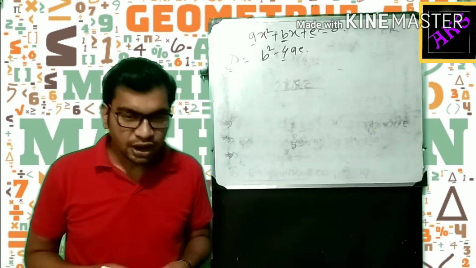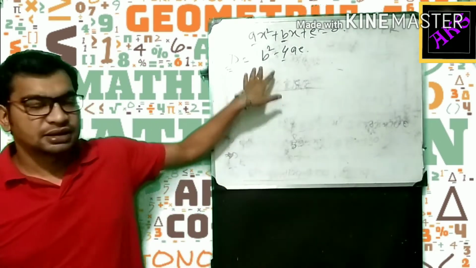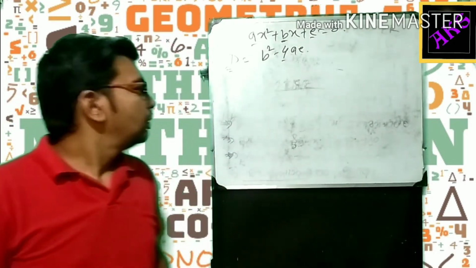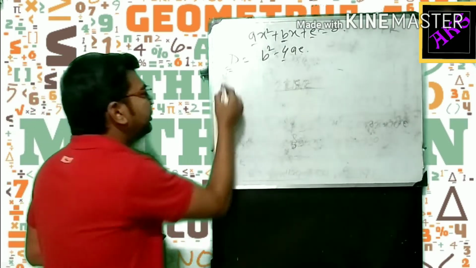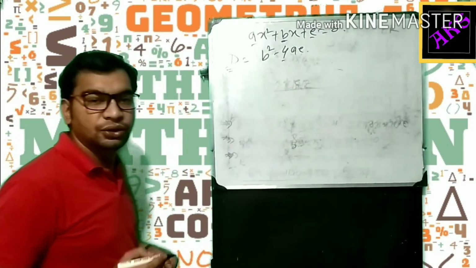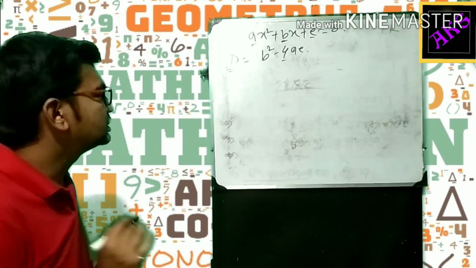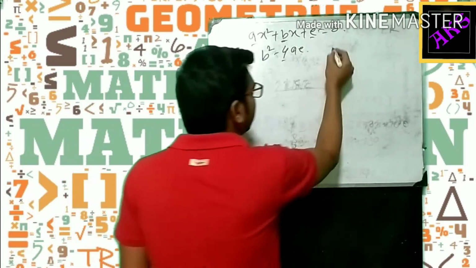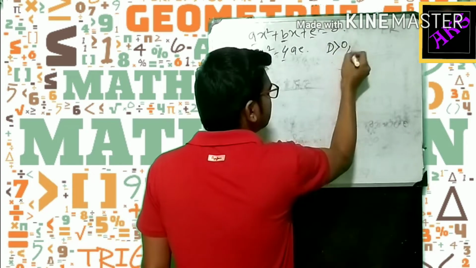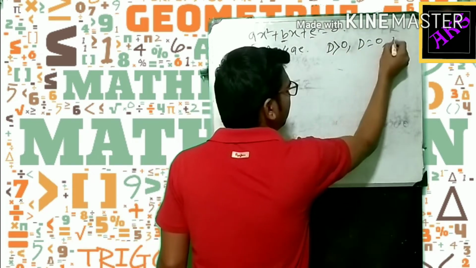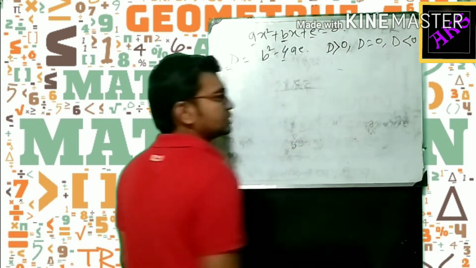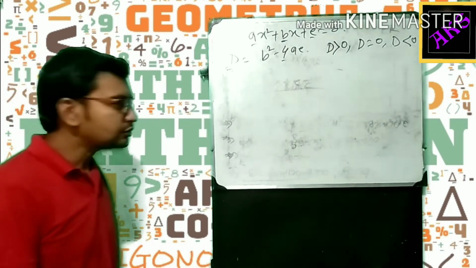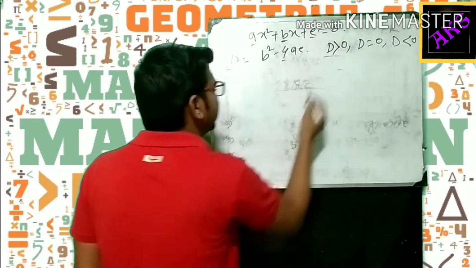Now, how does it decide the nature of the roots? For that we have to compare D with 0. We have to compare the discriminant with 0. Now if we compare the discriminant with 0, 3 cases can arise: either D is greater than 0, D equal to 0, or D less than 0. Clear?